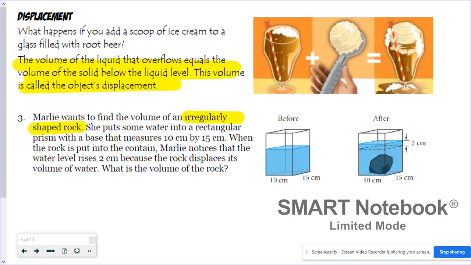So she puts some water into a rectangular prism with a base that measures 10 by 15 centimeters. When the rock is put into the container, Marley notices that the water level rises 2 centimeters. And this is because the rock is displacing its volume of water. So what is the volume of the rock?